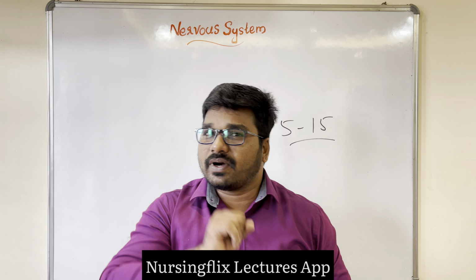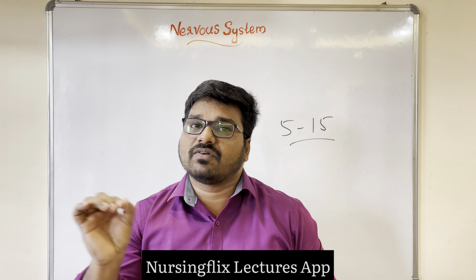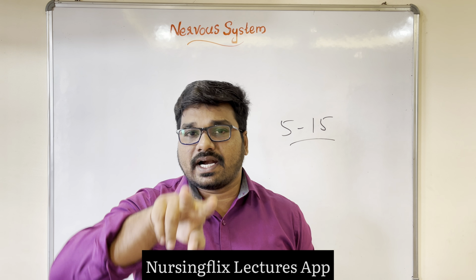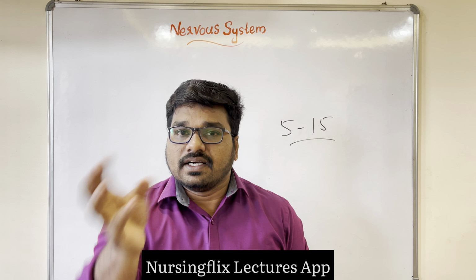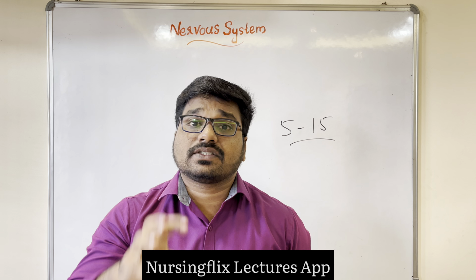See, the main points I said: one is hypertension with widened pulse pressure, second one is bradycardia, and third one is bradypnea. These three together are called Cushing triad.